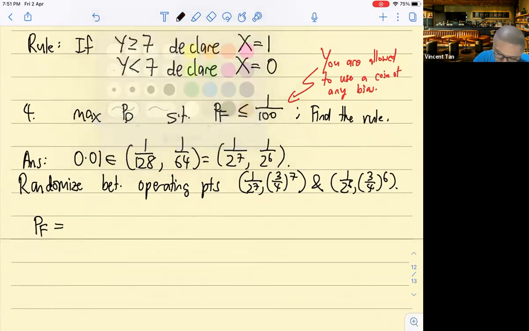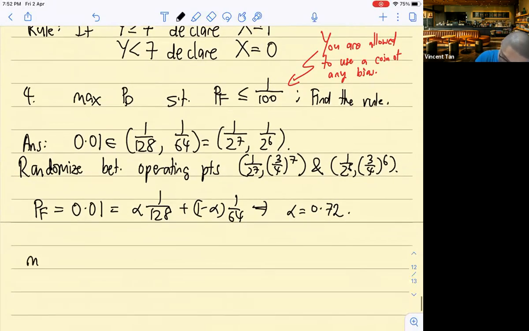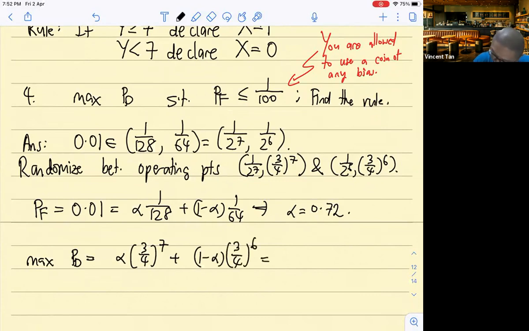All right, so the probability of false alarm is equal to 0.01, which is 1 out of 100. So you need to randomize between 1/128 and 1/64. You need to choose this alpha properly, and I am not going to do this arithmetic. I'm just going to tell you that alpha is 0.72. So the maximum or the best PD is going to be alpha times the corresponding 3/4 to the power 7 plus 1 minus alpha times 3/4 to the power 6, and that is something like 0.1459.